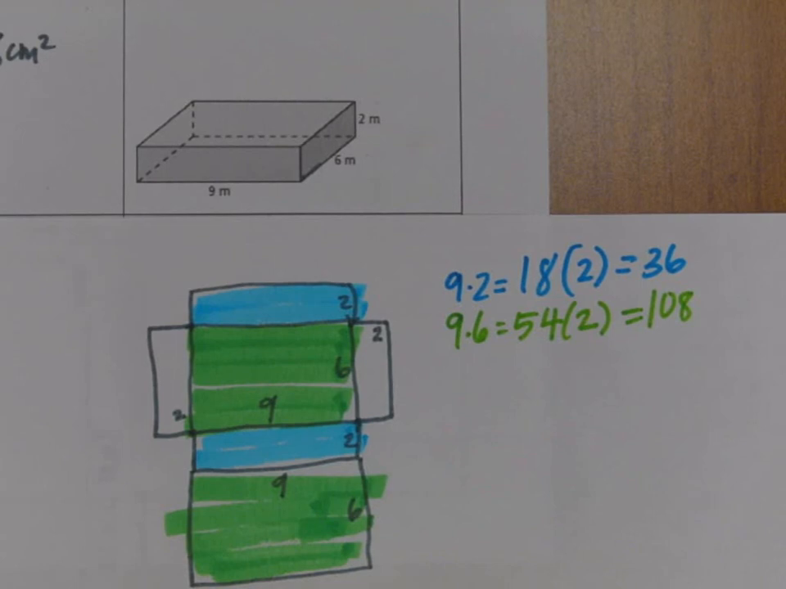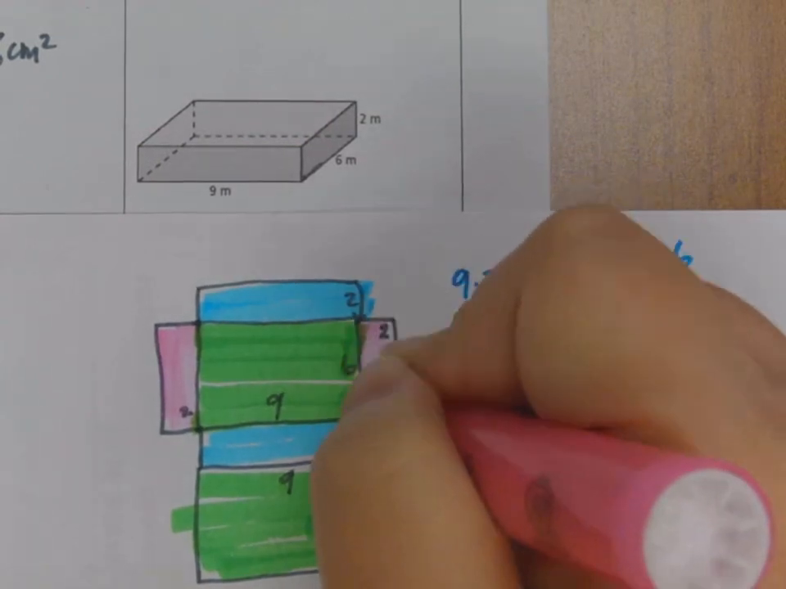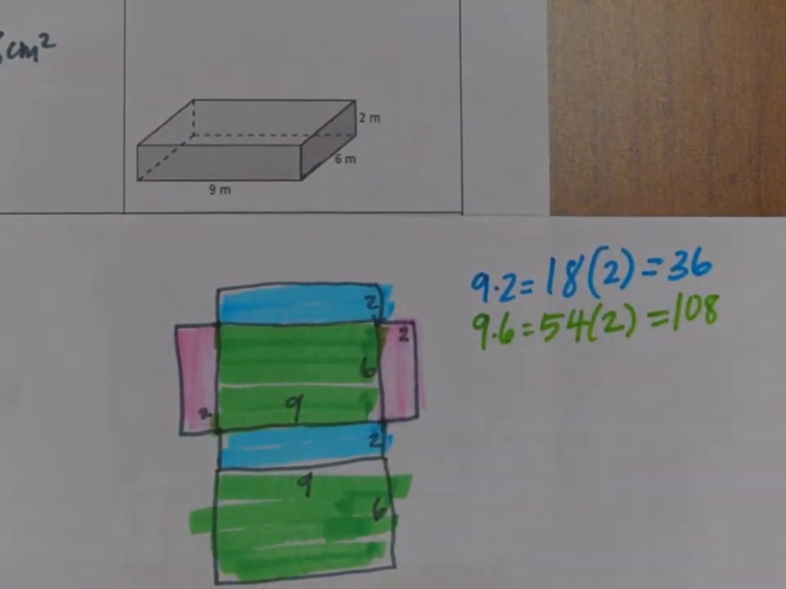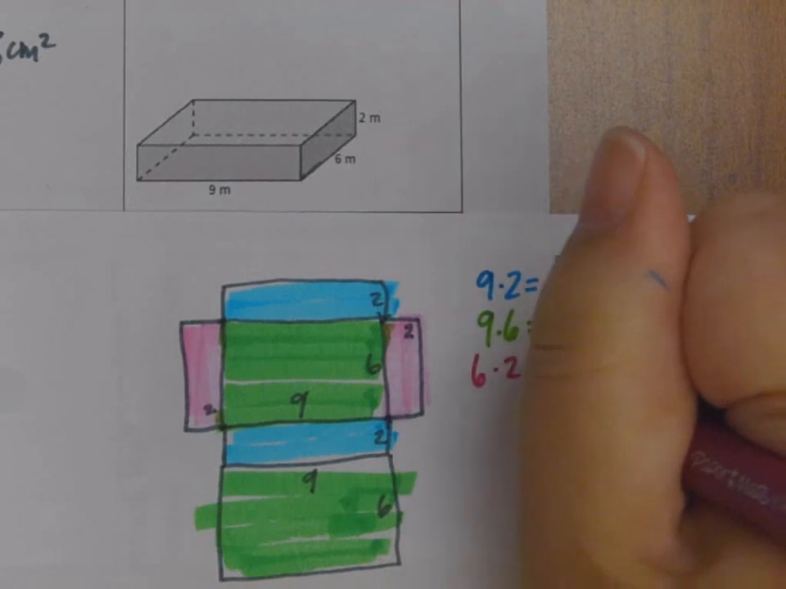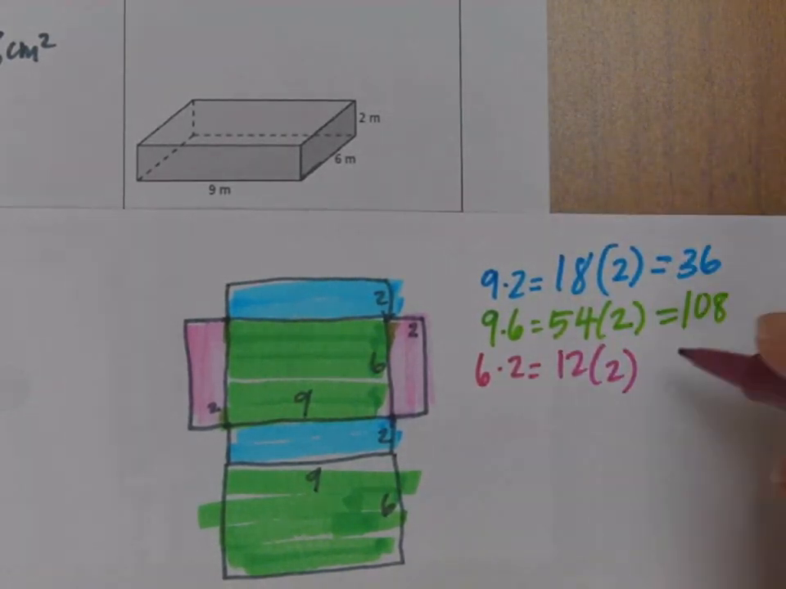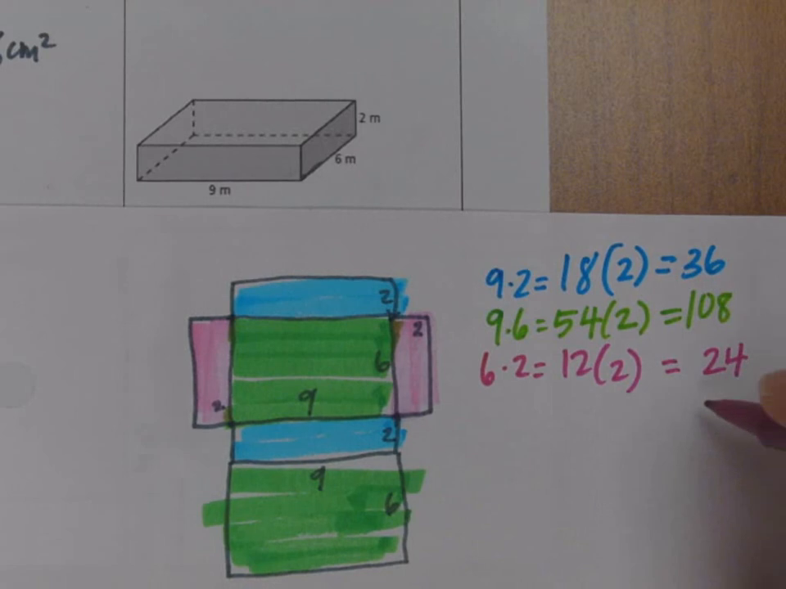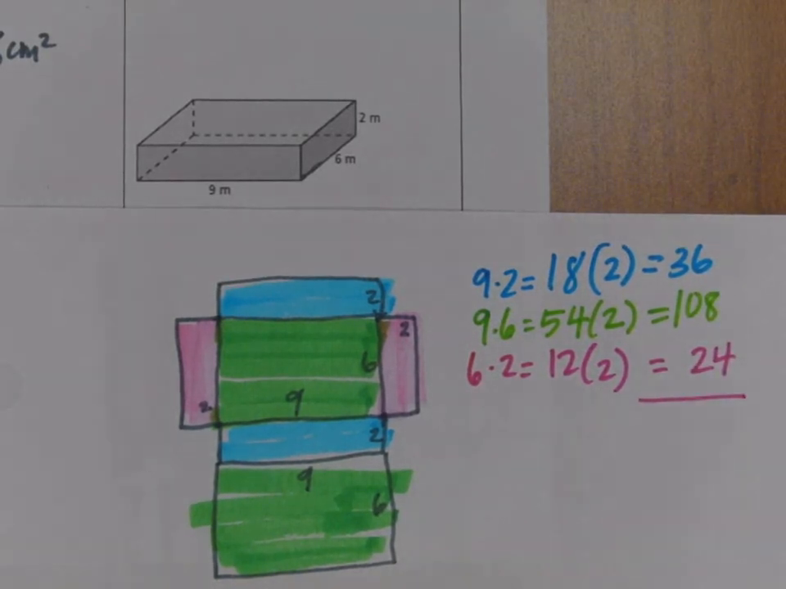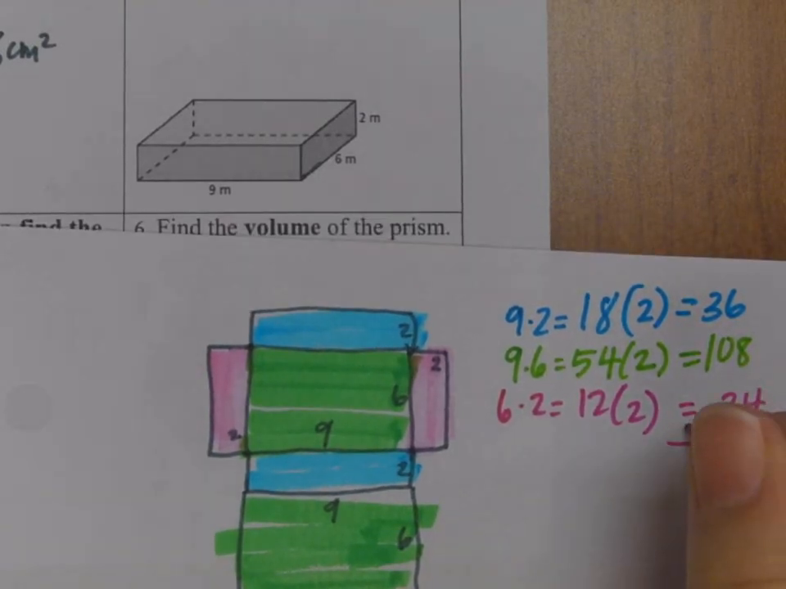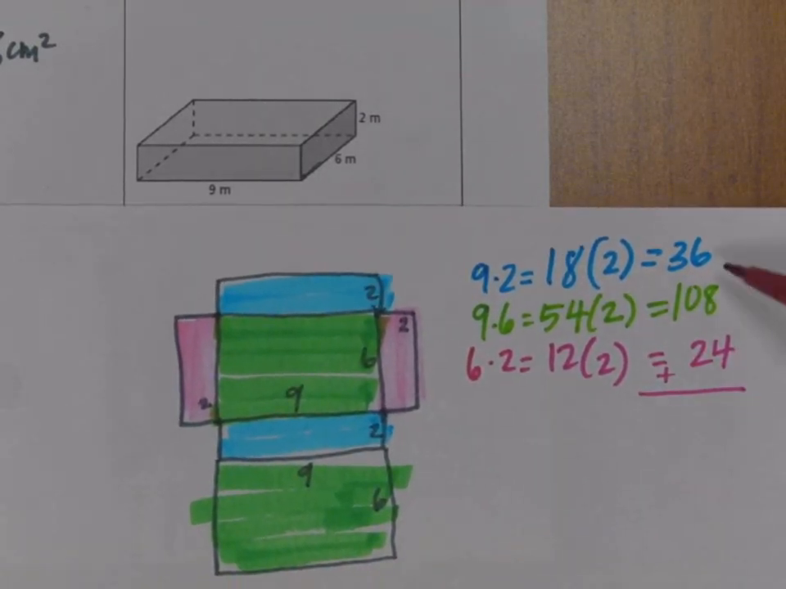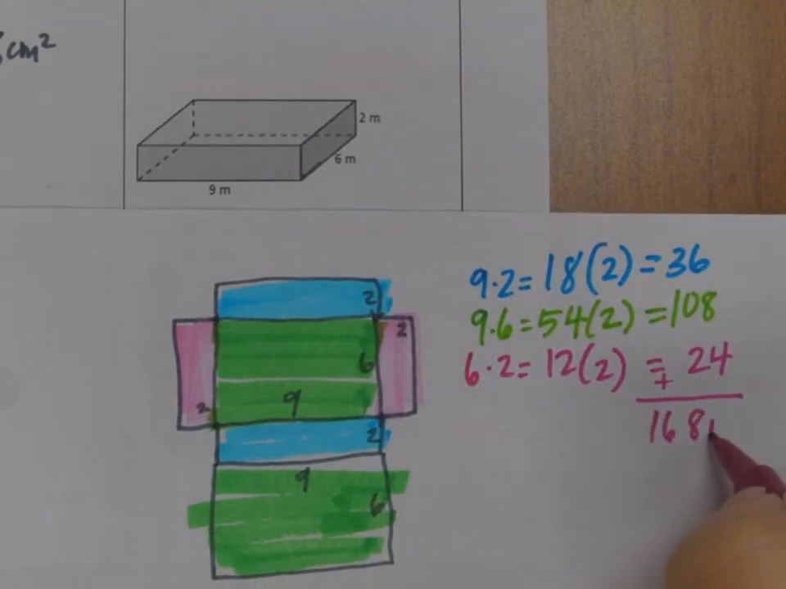Okay, and then we've got our last 2, which are 6 by 2 rectangles. So 6 times 2, which equals 12. And there are 2 of those. So 12 times 2 equals 24. All right, then we add all of these together. So we've got 36 and 24. That's going to make 60. And then we have 60 plus 108, which is 168 meters squared.